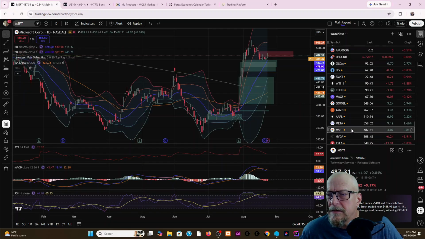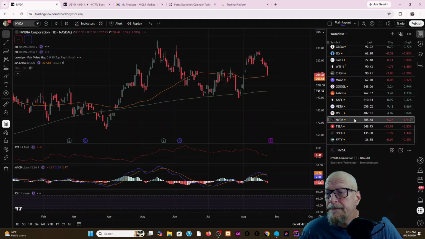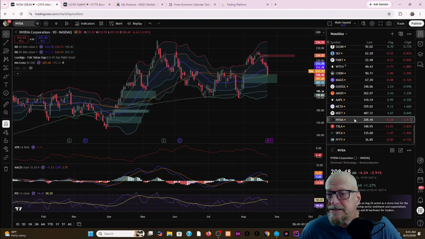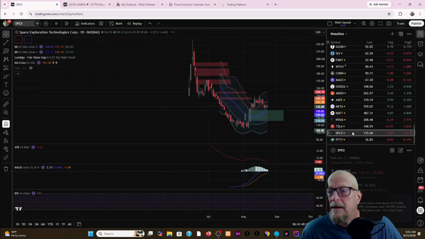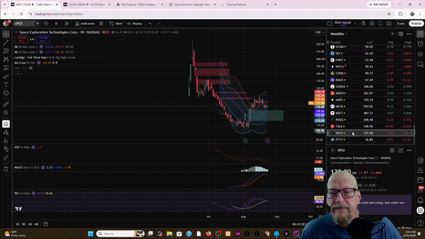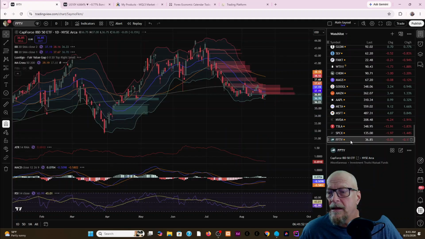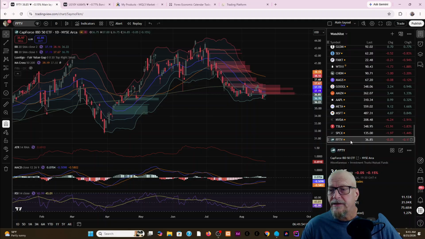Microsoft up $4. Meta was up almost $9, or a little over $9, by the way. Nvidia off about $6. Tesla off 14. SPCX off 135. And the IVD 50 right there. If you like ETFs, that might be a fun one to get into at off a nickel.